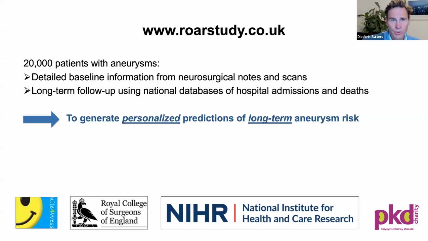So in the ROAR study, the risk of aneurysm rupture study, we've collected baseline data. So that's gone through all the notes and scans from 20,000 patients with aneurysms. And we're managing to follow so many people up in the long term because the UK, through the NHS, has fantastic databases of hospital admissions and deaths. So we can link all those patients to those hospital admissions and deaths. We can intermittently see who's had an aneurysm rupture and see, therefore, in the long term, what those risks look like. So that's the overall aim of the study, to generate personalized predictions of long-term aneurysm risk.